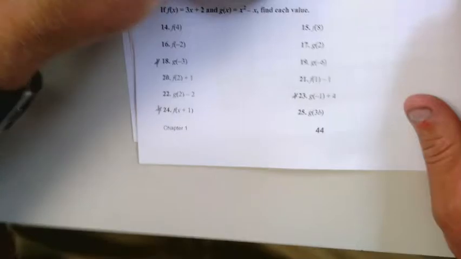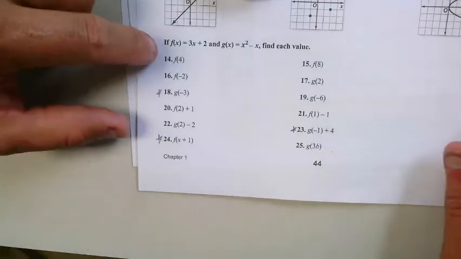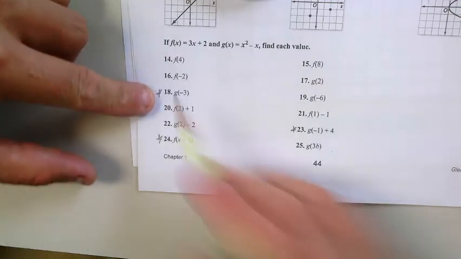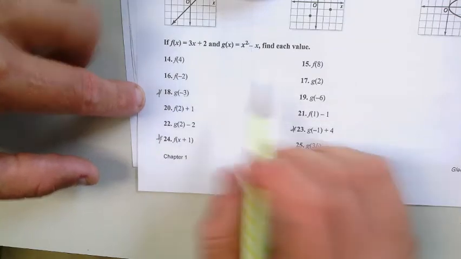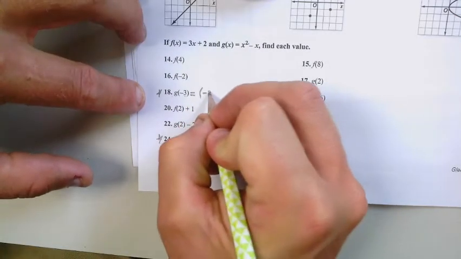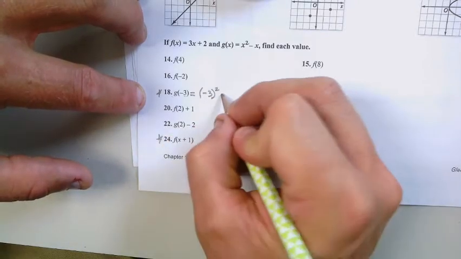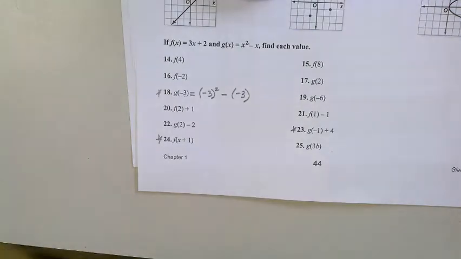All right, now, moving down to the last section right here, we have to evaluate these. So in number 18, I chose this one because it's got a negative and we've got a squared. So if we're going to do g of -3, that's going to be (-3) squared minus (-3), okay? The parentheses are so important. I had a student tell me a couple of years ago when they were in Algebra 2, I've realized now how important parentheses are, and they're right. They are very, very important.